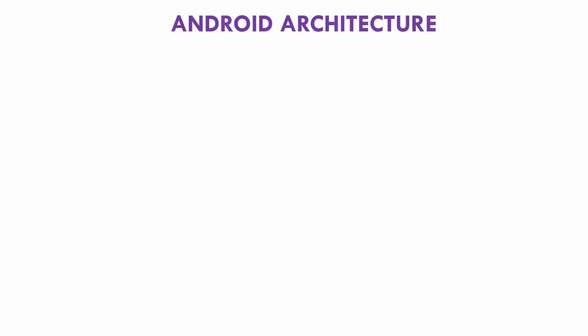Next point is Android architecture. So in mobile forensics, architecture of each platform affects how the data can be analyzed and acquired. So we will learn the architecture of Android and iOS. First we'll see Android architecture. Android architecture means the structure of Android operating system.